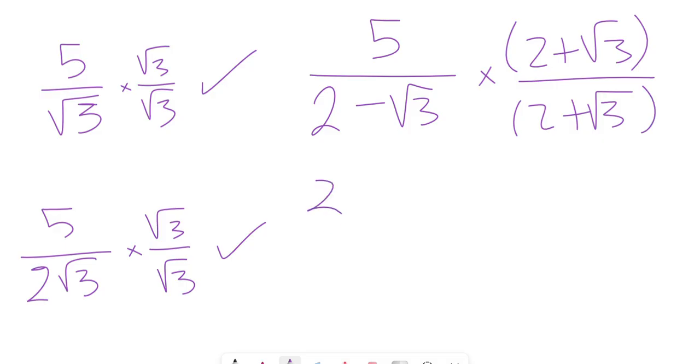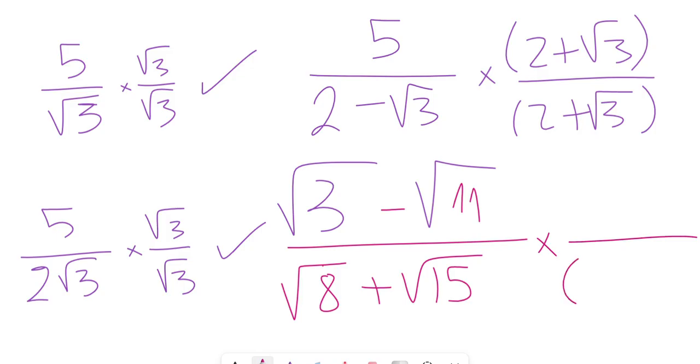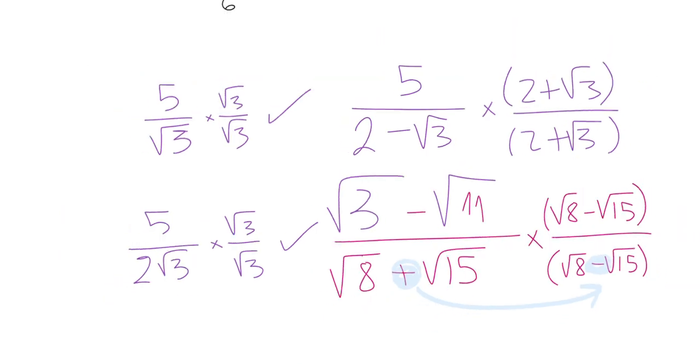And finally, if you have whatever, let's say radical 3 minus radical 11, and then here we have radical 8 plus radical 15. Again, we multiply this by whatever is in the denominator. Radical 8 minus radical 15, because positive is opposite to negative. Okay, that was the summary of today's lesson.